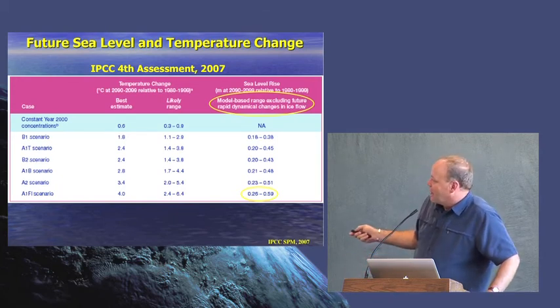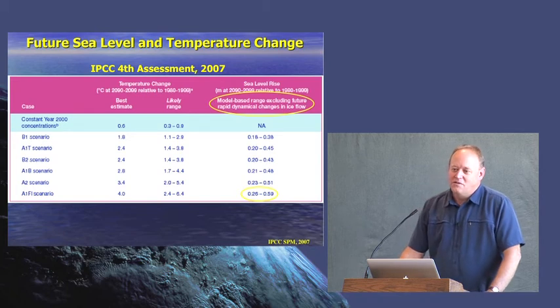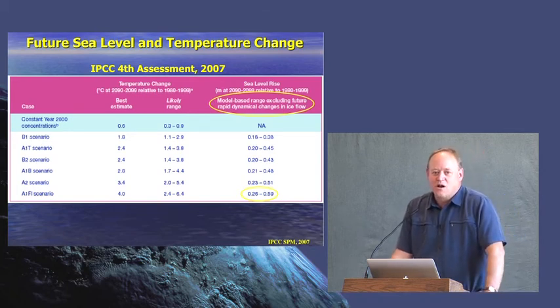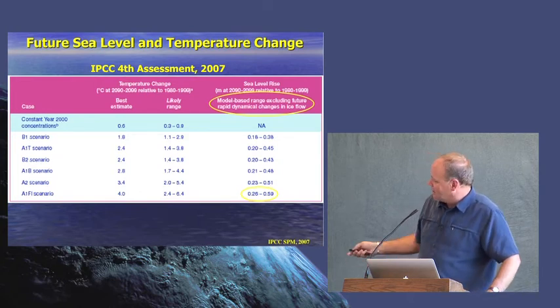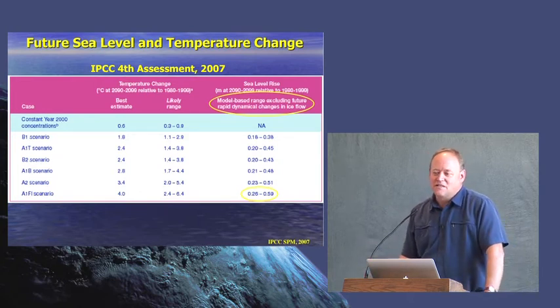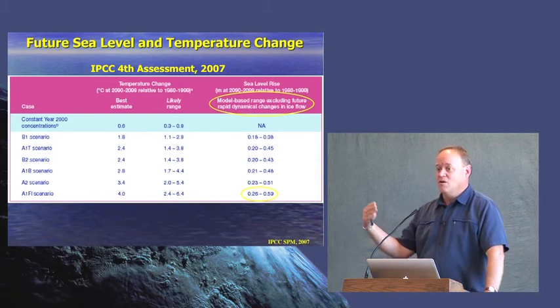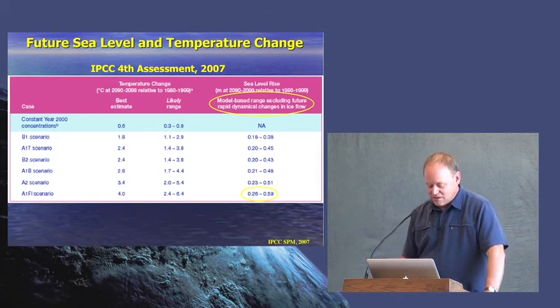But they had a very important caveat here, which they said: model-based range excluding future rapid dynamical changes in ice flow. So here, that was 2007, here is 2010, and we already see rapid dynamical changes in ice flow. So the next assessment, which will be out in 2013, will certainly have some different numbers in it. And part of the reason that these numbers are so low is because they felt like the science wasn't really there yet to support more accurate predictions.